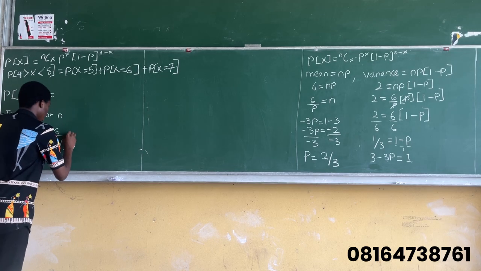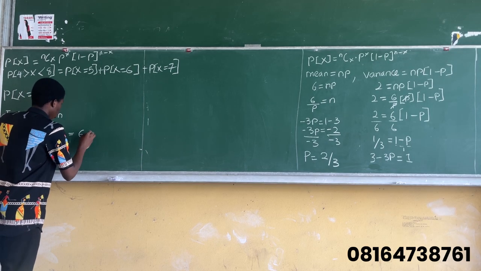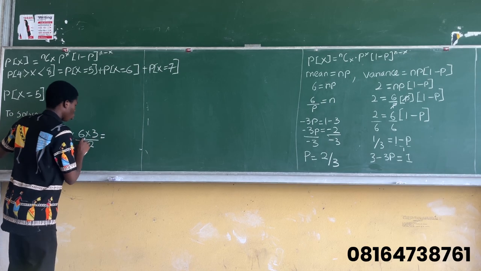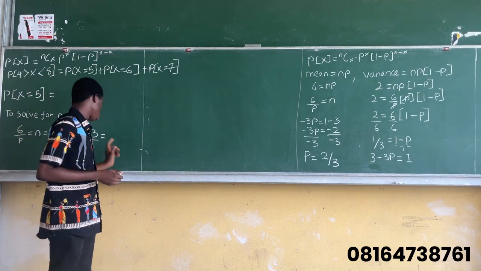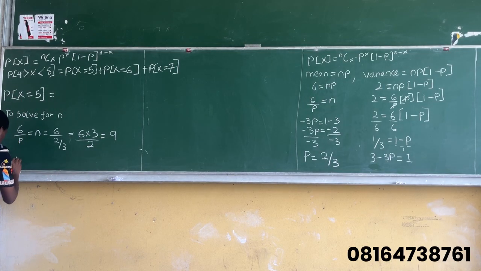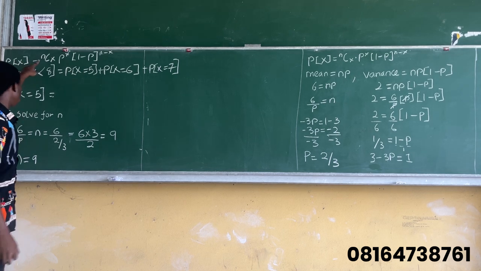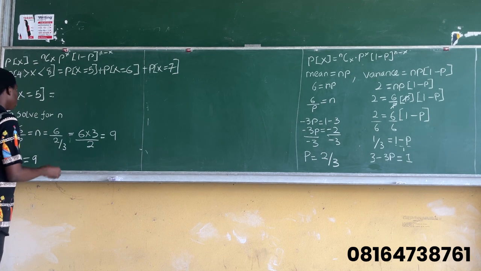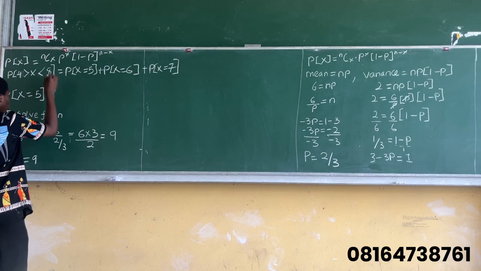So if we work that out, it's going to be 6 times 3 divided by 2. 6 times 3 is 18. 18 divided by 2 is 9. So n is equal to 9. So now, from this equation, we know that our n is equal to 9, and our p is equal to 2 over 3. So we'll be working this out.